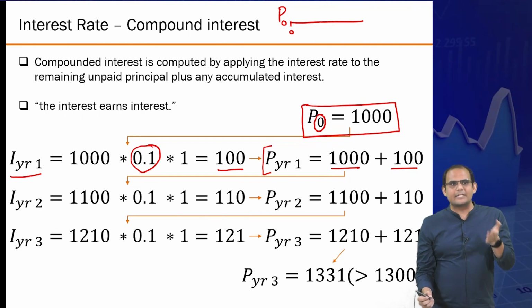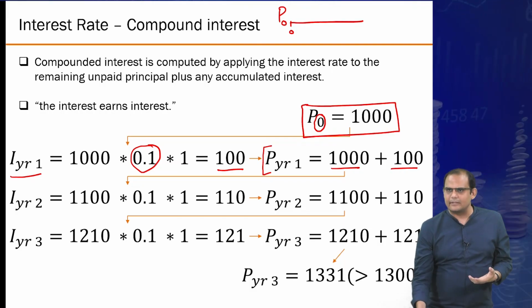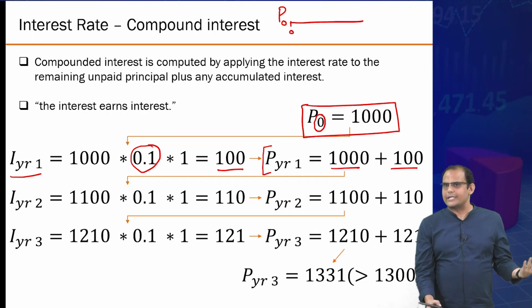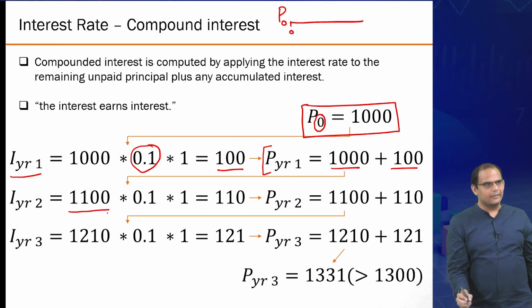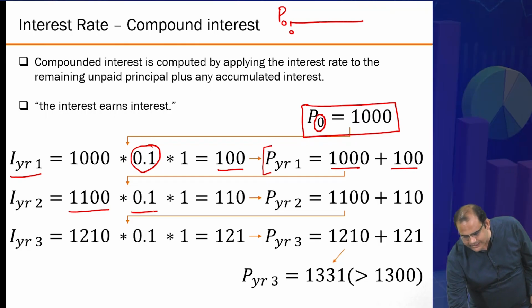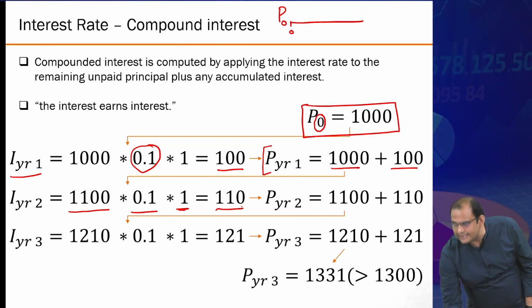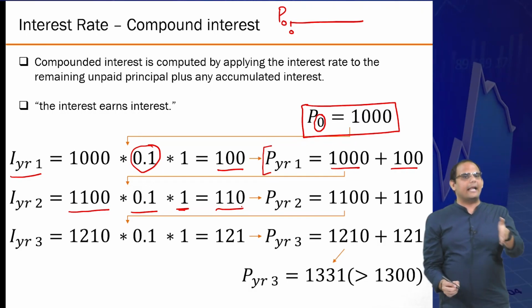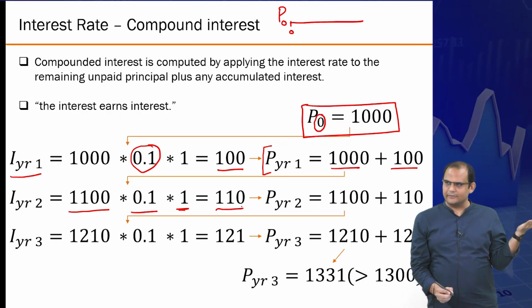Now, because it's a cumulative interest rate or a compound interest rate, this total amount will be considered invested for the next year. So in the next year, your principal becomes 1100, the same interest rate of 10%, the same period of 1 year, it gives you 110 rupees as the interest earned. So the principal at the end of year 2 becomes what? 1100 plus 110.